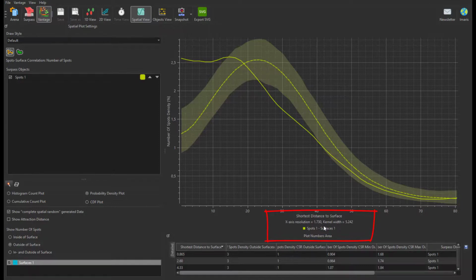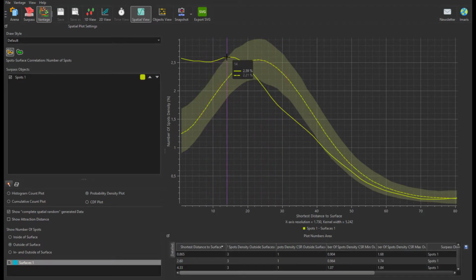To answer the question within which distance around the surface spots are accumulated, we will here use the smoothed probability density plot. It's good to remind that from 1000 simulations, 98% of the simulated spots were enclosed within the randomization envelope, the shaded region. Thus, it's plausible to reject the null hypothesis that our observed spots are distributed randomly when the observed curve lies outside of the randomization envelope.